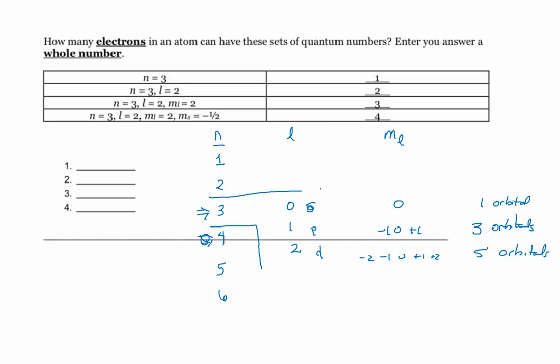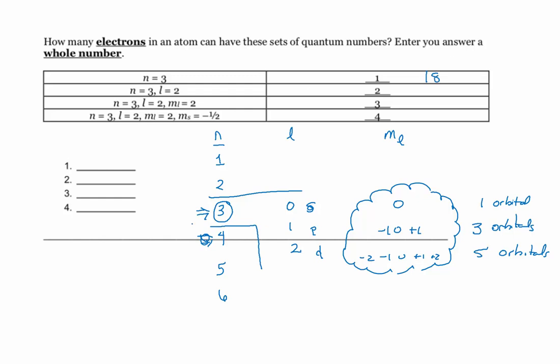And so these are all the possible quantum numbers for n equals 3. So let's look at this. If n equals 3 and that's all we're giving you, it means every one of these orbitals that you see right here has an n equal to 3. Well, how many orbitals are there? There's 5 plus 3 plus 1. That's 9 total orbitals. And each orbital will hold 2 electrons. So that would be 18 electrons.